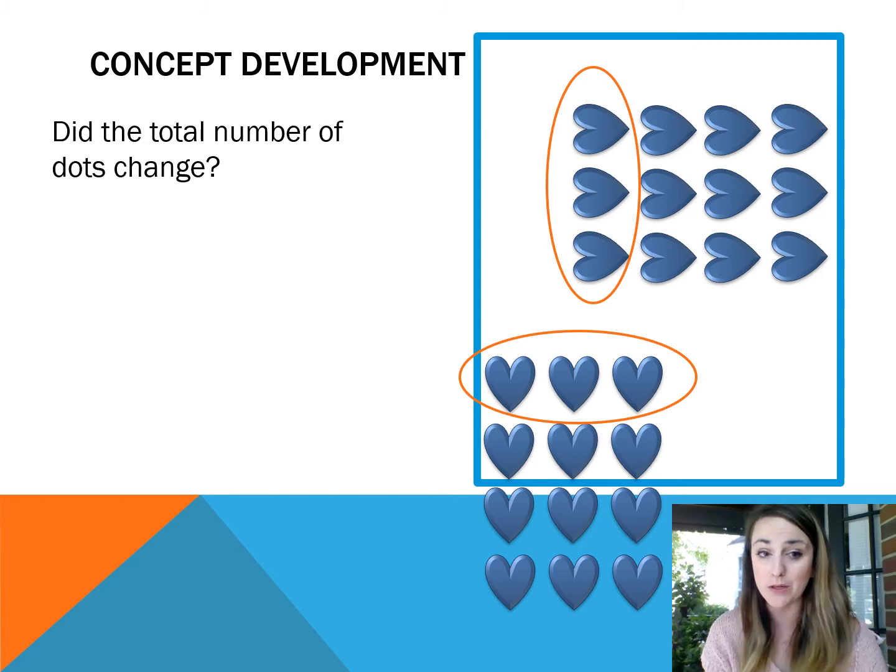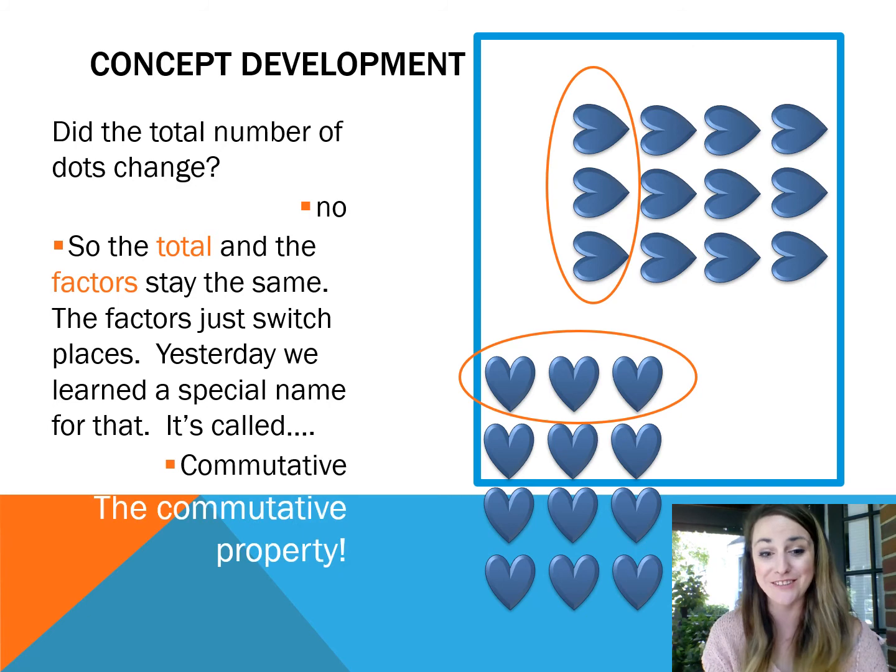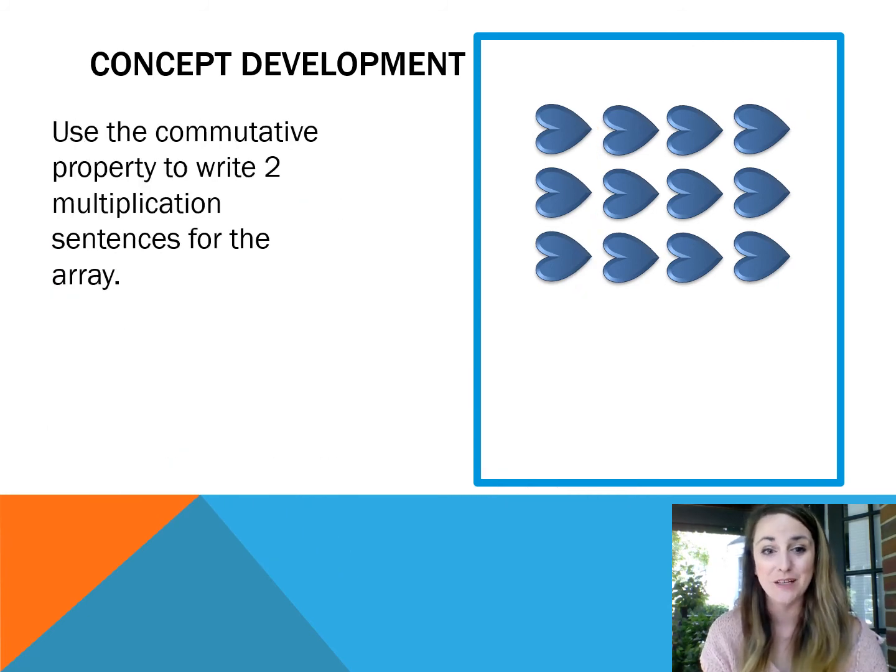Did the total number of dots change? No. The total and the factors stay the same. The factors just switched places. Yesterday, or Friday, we learned a special word for that. It's called the commutative property, the commutative property of multiplication. We're going to use the commutative property to write 2 multiplication sentences for this array.